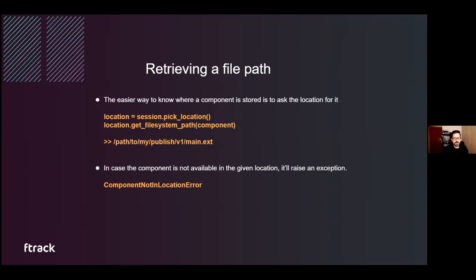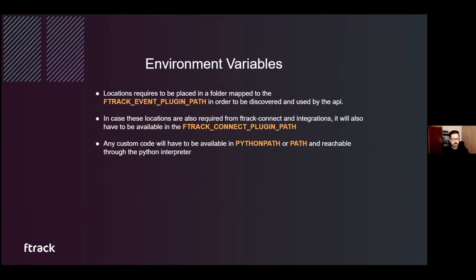Let's see. So then, yes, something else that we have to keep in mind, of course, is that whenever you deal with locations, with Python code and Ftrack itself, there is a bunch of environment variables that you want to keep in mind. So this is the Ftrack event plugin path. This Ftrack event plugin path is used by the API and API only, and this is where Ftrack API will look for its own plugin.